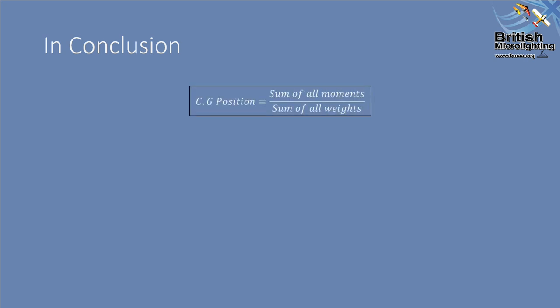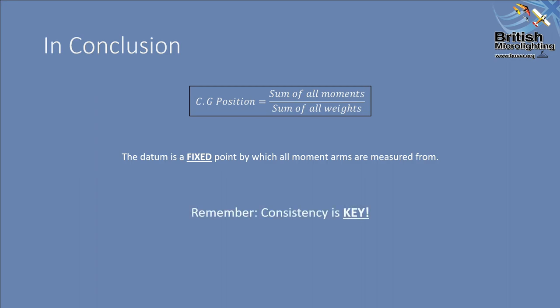The CG position is simply calculated by dividing the sum of all the moments by the sum of all the weights. The datum is a fixed point by which all moment arms are measured from. And finally, consistency is key. Consistent unit choices, consistent sign convention, and a consistent datum point will ensure your calculations stay mathematically correct.